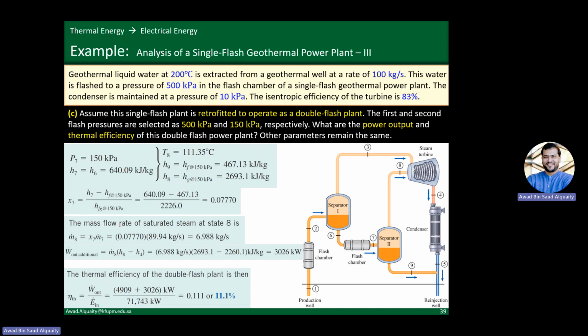And again, I covered flash simply because the majority of the resources that we have around the globe are liquid dominated sources. So you don't really have dry steam at the majority of the resources. So this is one of the most commonly used ways of extracting power from a typical geothermal resource.